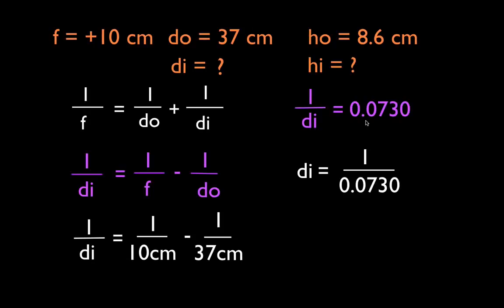And this, again, is not the answer, but all I've got to do now is take 1 divided by 0.073. On your calculator, you hit 1 divided by 0.073, and you come up with the image distance is 13.7 centimeters. Now, let's think back for a second. F was 10, 2F was 20. We said the image better be between F and 2F, and yes, indeed it is. So that makes me feel pretty good about that part of my answer, and the answer for the DI is 13.7 centimeters.